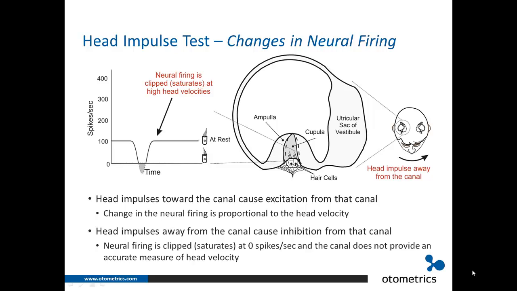On the other hand, head impulses away from the canal, in this case to the left, cause neural firing from the right labyrinth to decrease from the baseline and become saturated at 0 spikes per second. As a result, the right labyrinth has lost the ability to measure the head velocity accurately for the grayed out area. This would have been a problem if we had only one labyrinth. But fortunately, for every semicircular canal on one side, there's a synergetic pair on the other side where the neural responses are completely mirror images of each other.